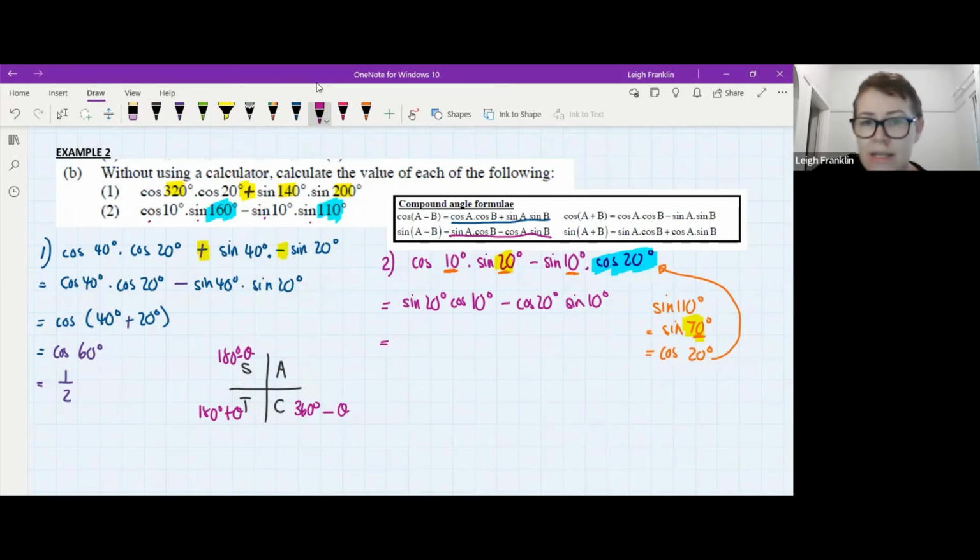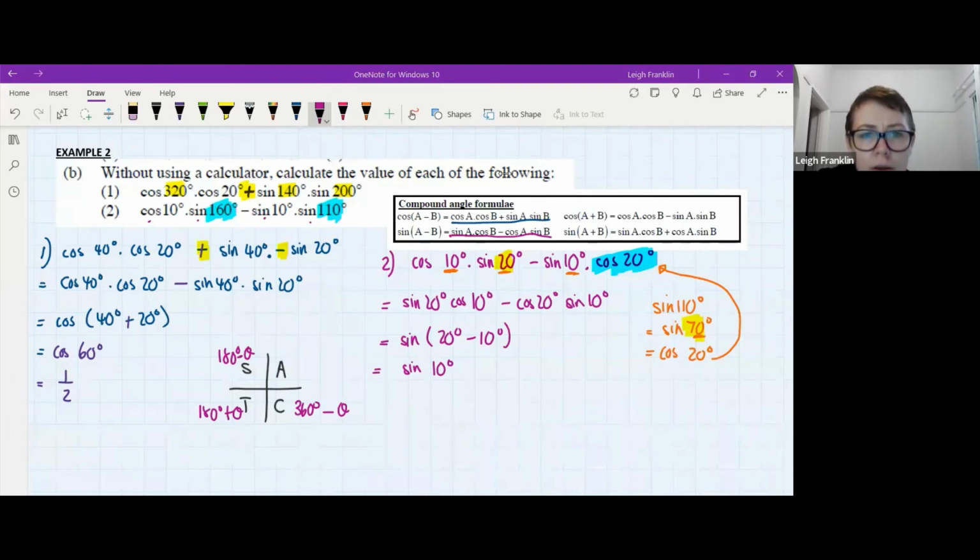Now that I've got it looking identical to the right-hand side of the compound angle formula, I can go back the other way. So now what I would end up doing here is sine 20 minus 10, which would leave me with the sine of 10. I cannot evaluate that any further than I have. I know it says calculate the value, but you can't use your calculator or go any further. Does that make sense, Matrix?